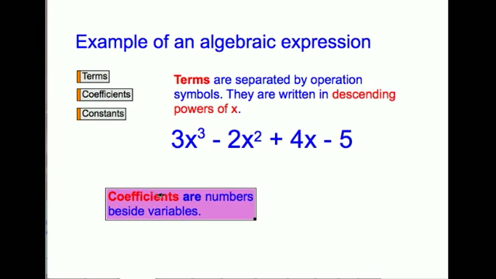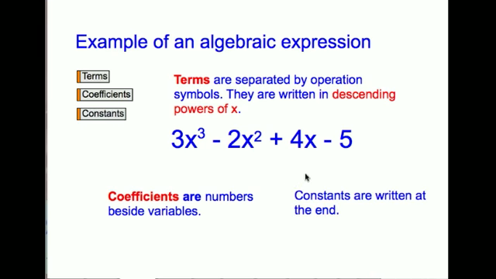The coefficients are numbers beside the variables, such as 3 is the coefficient of x cubed, -2 is the coefficient of x squared, and 4 is the coefficient of x. Constants such as -5 are written at the end of the expression.